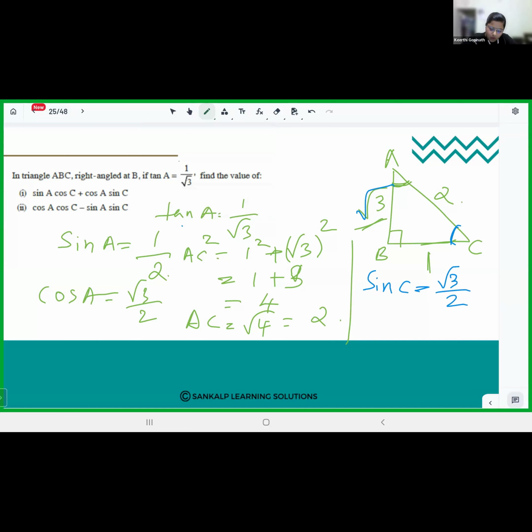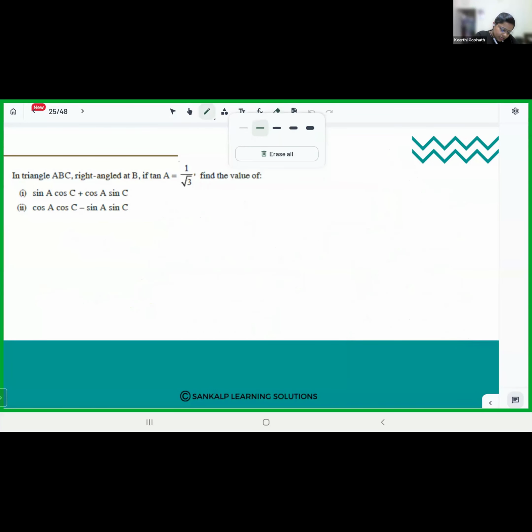Now we have to find cos C. Cos of an angle is adjacent by hypotenuse. Here, which side is adjacent to C? 1, right? So BC. What is the value of BC? It is 1. And what is the value of AC? It is 2. So cos C is equal to 1 by 2. Now we have to substitute these values in the first part, that is, consider sin A cos C plus cos A sin C.